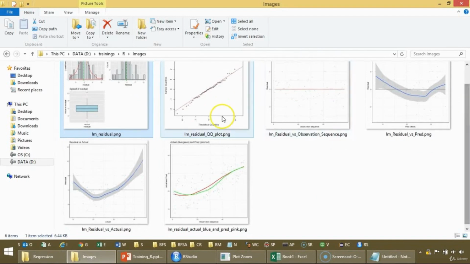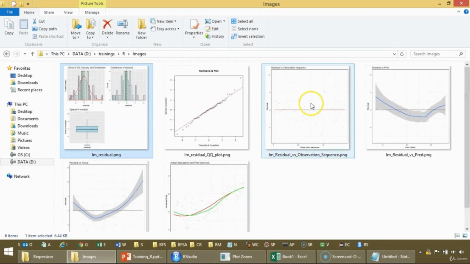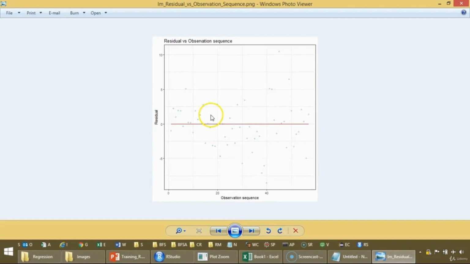I request you to please look at each of these graphs and try to understand yourself. If you don't understand, I'll explain. Otherwise, let me explain for the first time. This is the residual with observation sequence, and as per residual analysis, it should not have any pattern. But if you look here, there is a very thin residual, and over here it's okay, but here it has gone quite high. Here, gone quite high.